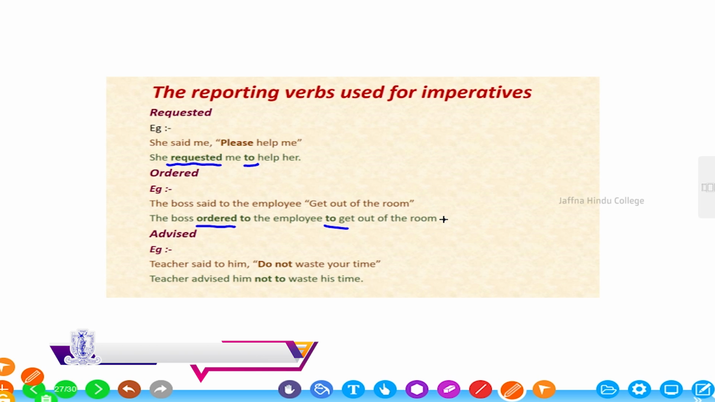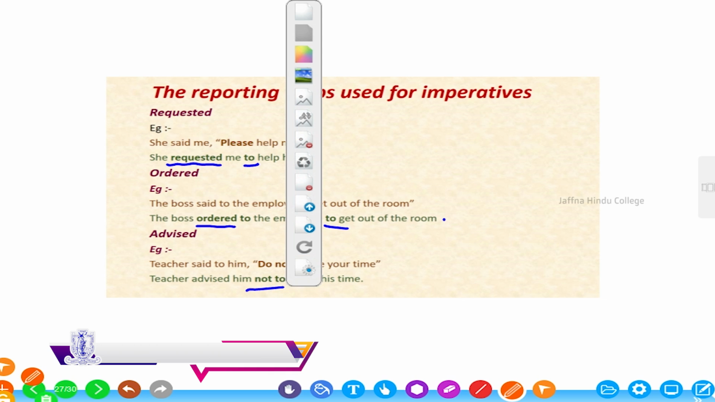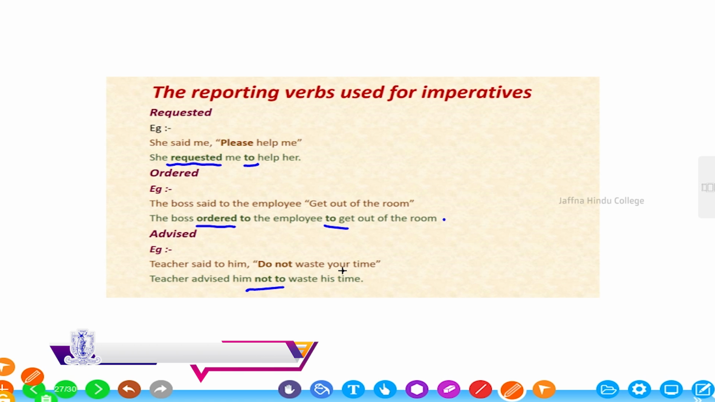And the third one is advice. The teacher said to him, don't waste your time, but it is in negative. So the teacher advised him not to waste his time. Your time denotes his time, so it is changed to his.